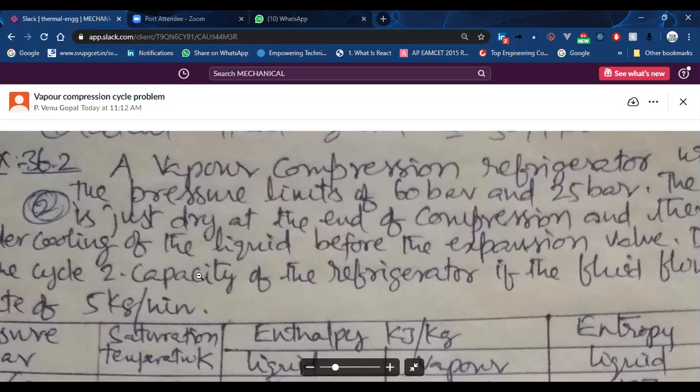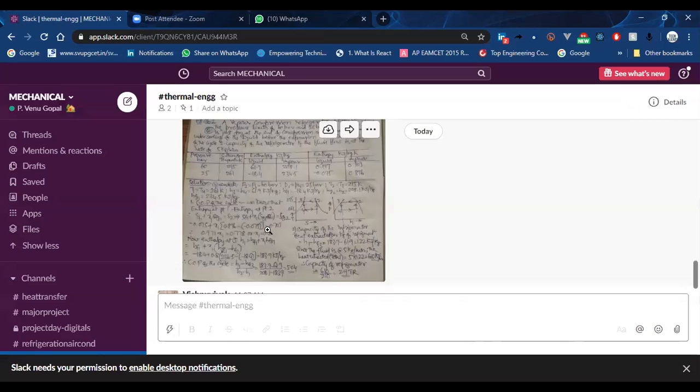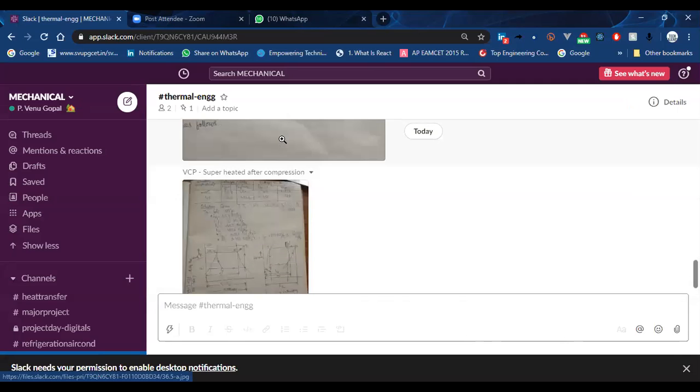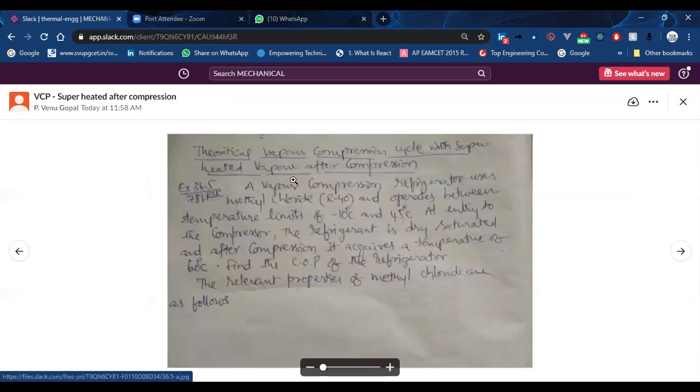So here, when it is acquiring a temperature of 60 degrees, he is saying, right? That means you can see the temperature limits. So I will show it on my whiteboard now. Where is my whiteboard? Okay.